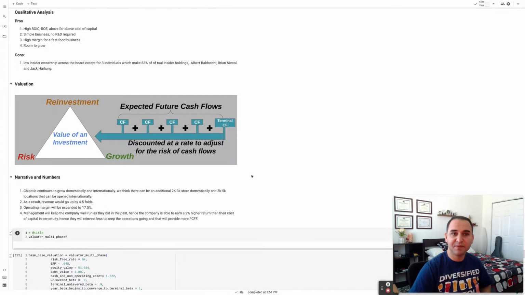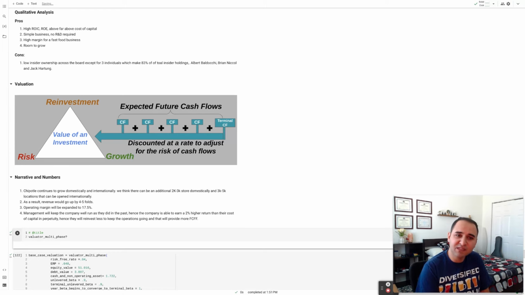So looking at the business and fundamentals of it, I'm not going to cover a lot of it here because I'm not diving deep into Chipotle valuations. I want to show how to utilize the model, but I arrive at the conclusion that the business is a high quality business, high return investment, simple. There's not much R&D going on. People's behavior of eating food is not going to dramatically change in the future. There's a lot of room to grow for them.